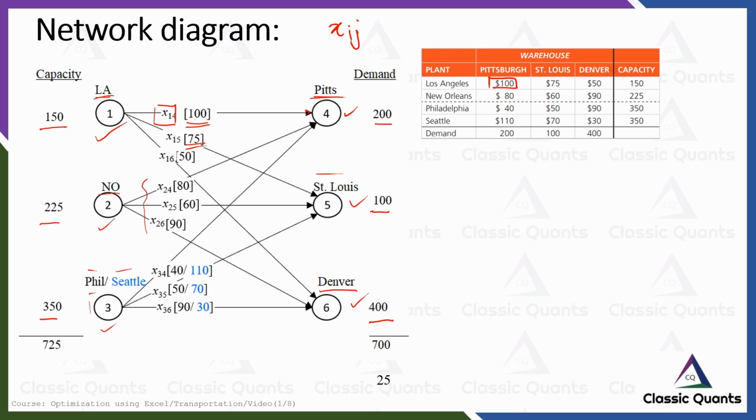So now you see the problem is such that the total capacity is 725 units, whereas the total demand is 200 plus 100 plus 400, that is 700. So therefore 25 units of unused capacity will be there. If you see the difference, 725 minus 700, which is 25. This is the excess capacity that is given to you.